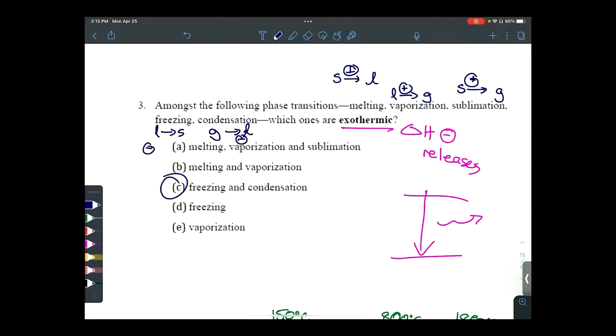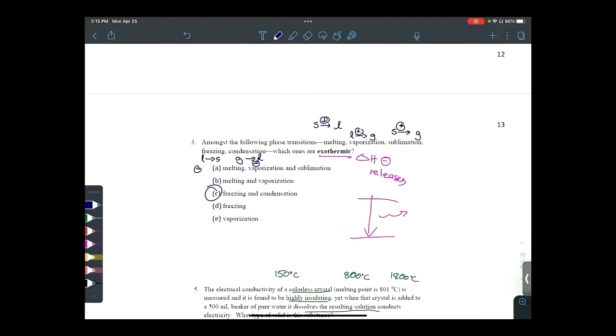So freezing and condensation. Me, personally, I can't just look at these words and know. I have to actually think about what physical transition you are doing to figure out the sign. It's not super intuitive to me. Okay, so let's keep going.